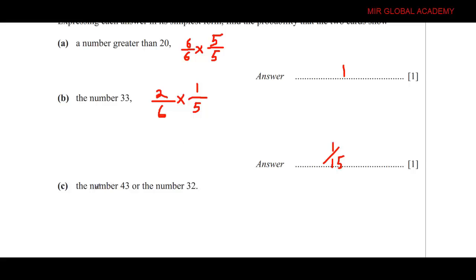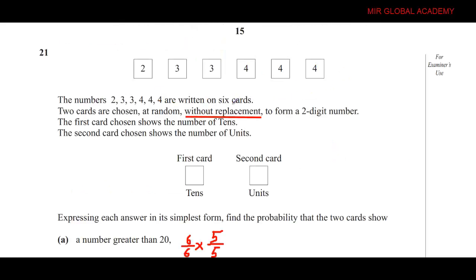Now we have to find the probability that the two cards show the number 43 or the number 32. For the number 43, the first card should be 4. So there are 4 cards out of 6.